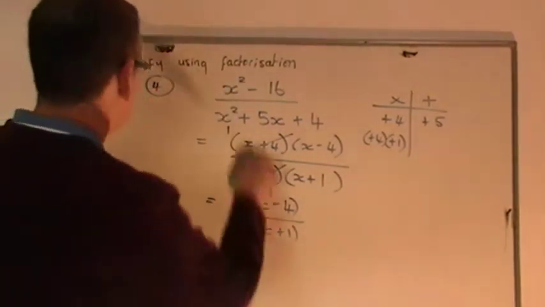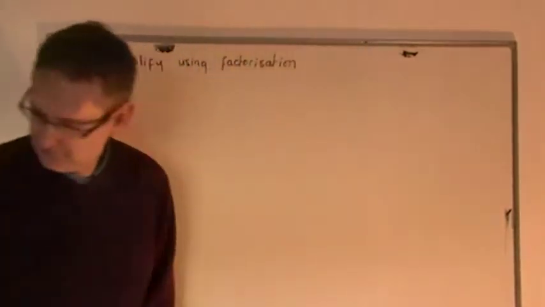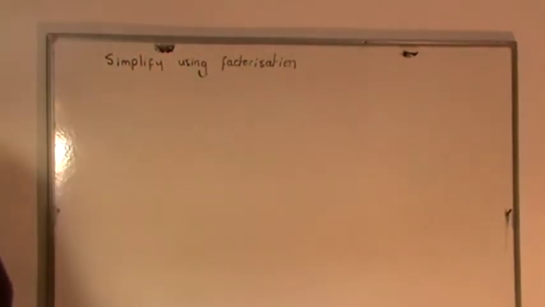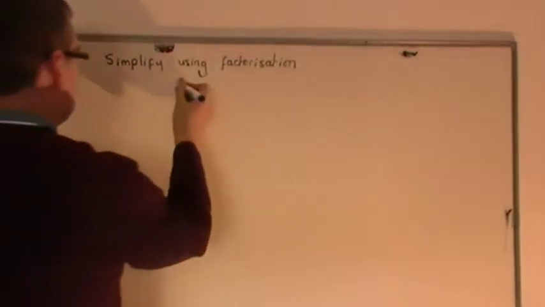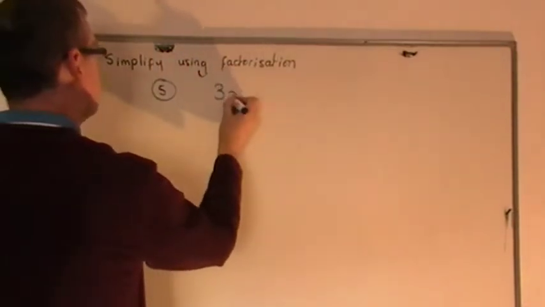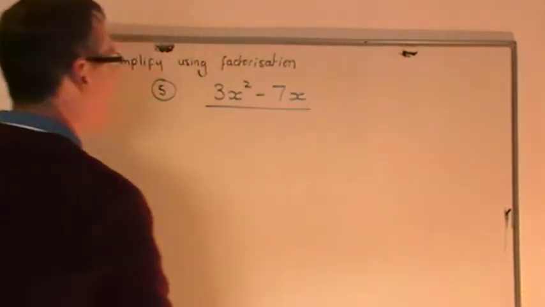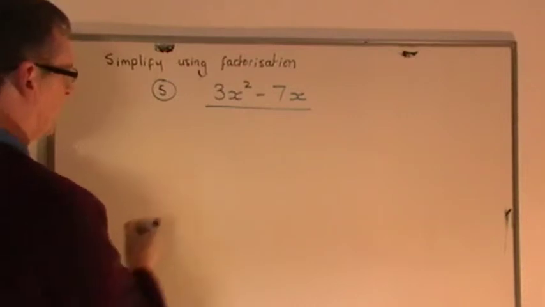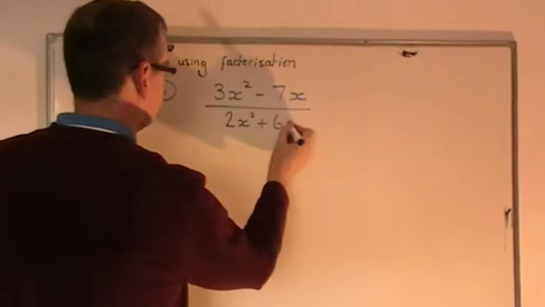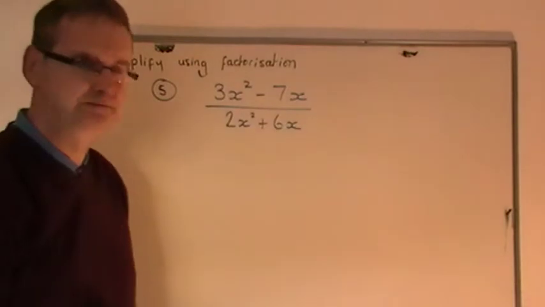Let's try another one. Get rid of this. So number 5. Okay, so for number 5, let's say we've got 3x squared minus 7x on the top, and on the bottom line we're going to have 2x squared plus 6x, like so. And you're going to factorise that.